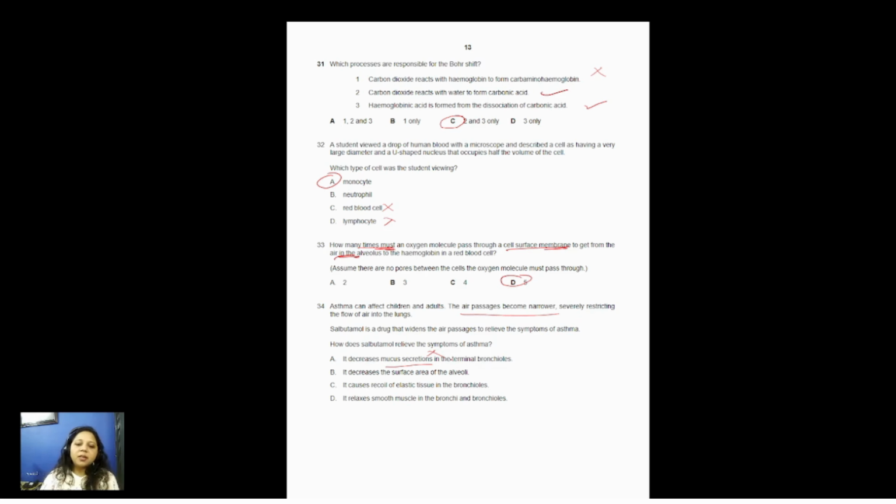Number 2, it decreases surface area. No, it has nothing to do with alveoli. It causes the recoil of elastic tissues. No. It relaxes smooth muscles. Yes. So the answer is D.